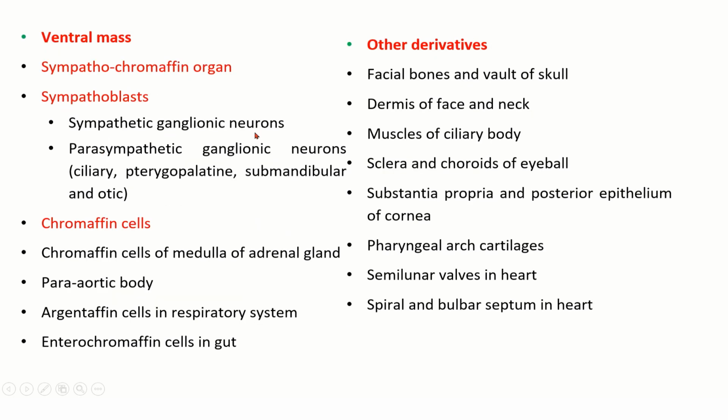Sympathoblasts will form the sympathetic ganglion neurons and parasympathetic ganglion neurons, especially of the ciliary, pterygopalatine, submandibular, and otic ganglia in the head region. The chromaffin cells will form the chromaffin cells of the medulla of the adrenal gland, para-aortic body, argentaffin cells in the respiratory system, and enterochromaffin cells in the gut. Other derivatives of neural crest cells include the facial bones and vault of the skull, dermis of the face and neck, muscles of the ciliary body, sclera and choroid of the eyeball, substantia propria and posterior epithelium of the cornea, pharyngeal arch cartilages, semilunar valves in the heart, spiral and bulbar septum in the heart, and the pia mater.